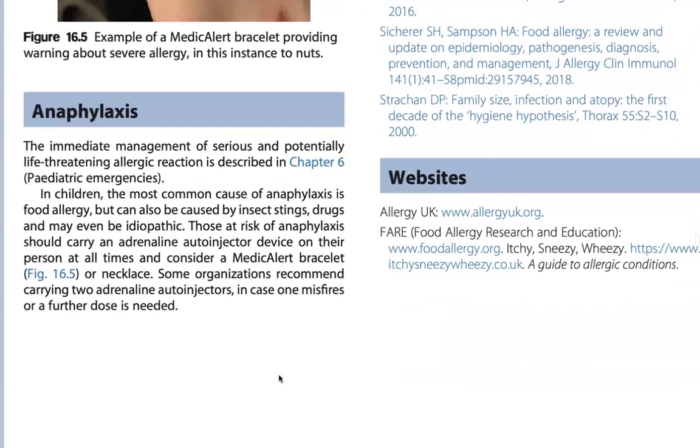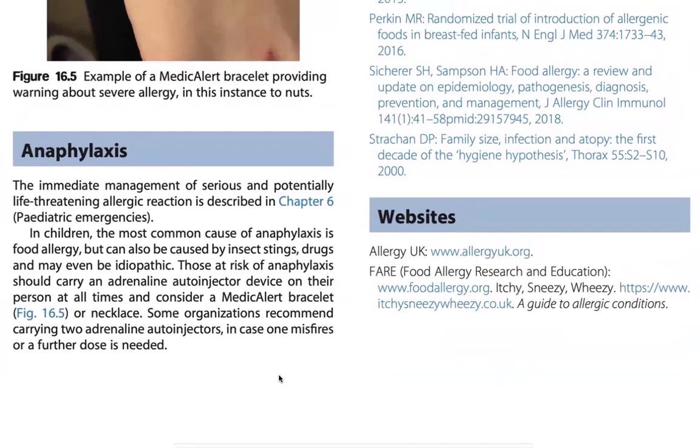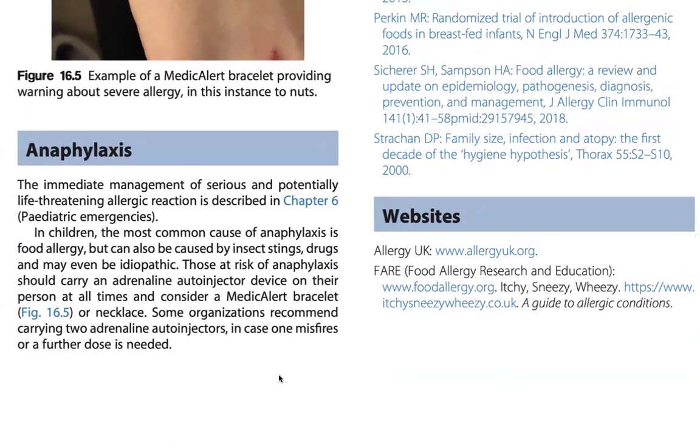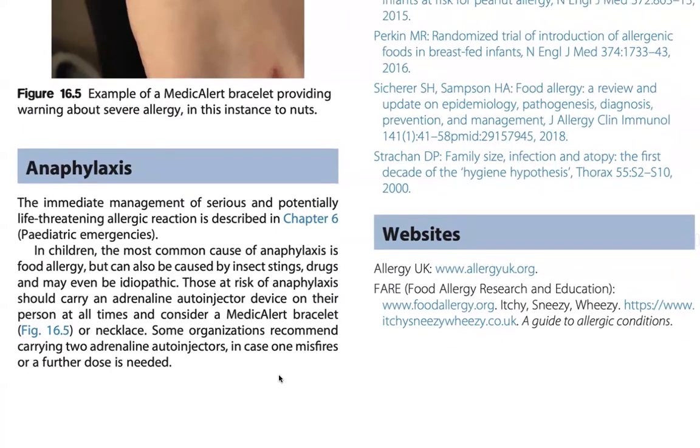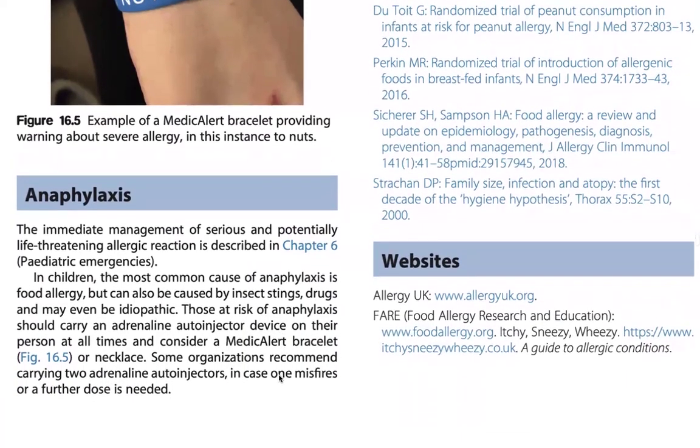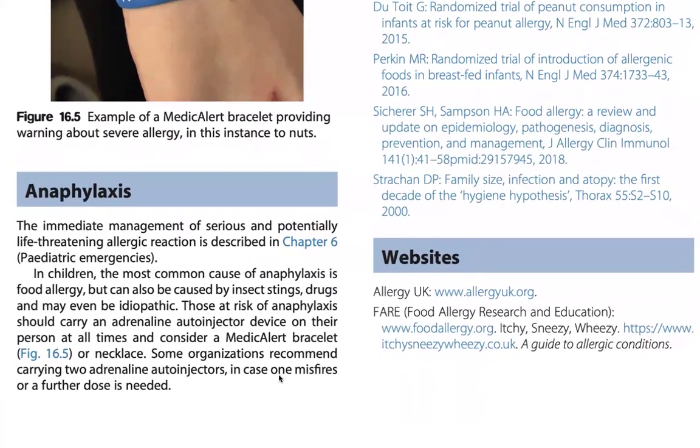Now, anaphylaxis. Immediate management of serious allergic reactions like anaphylaxis is adrenaline in children. The most common cause of anaphylaxis is food allergy, but it can also be caused by insect stings and drugs, and may even be idiopathic. Those at risk of anaphylaxis should carry an auto-injector device on their person at all times and should consider a Medi-Alert bracelet or necklace. Some organizations recommend carrying two adrenaline auto-injectors in case one misfires or a further dose is needed.